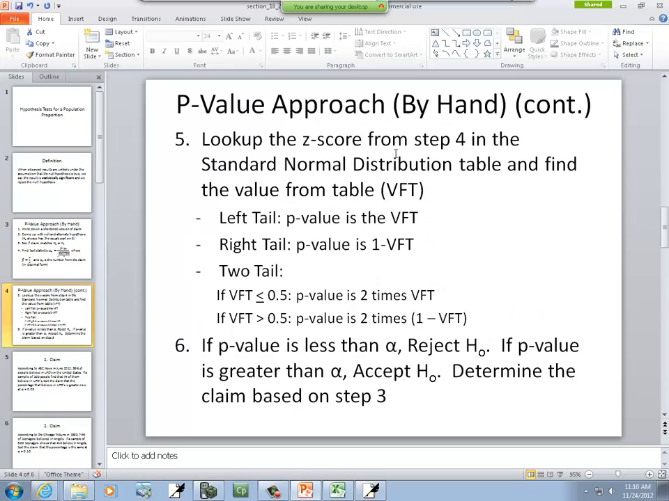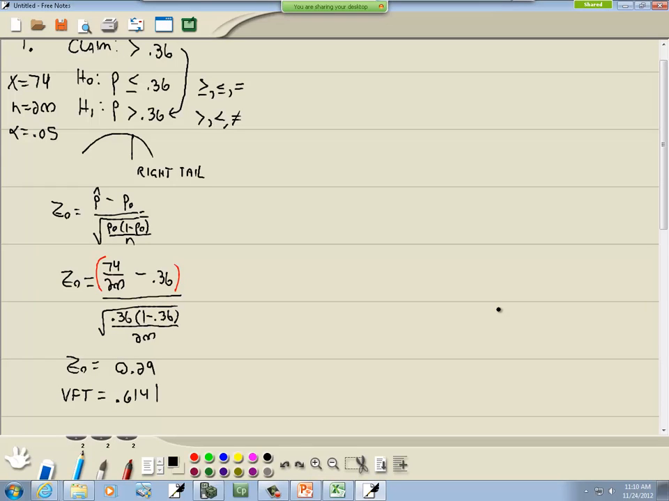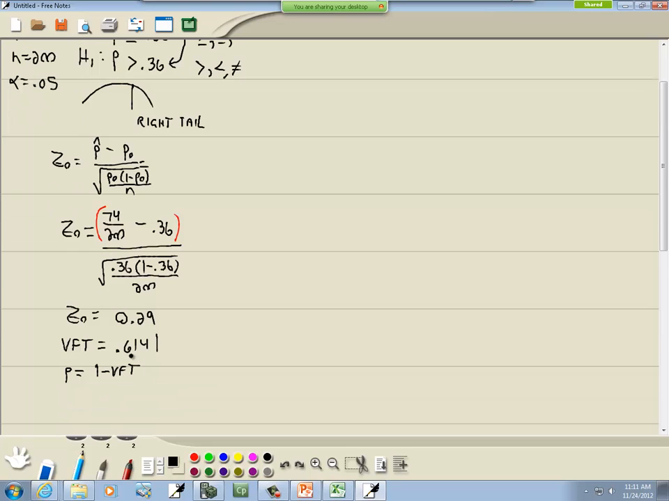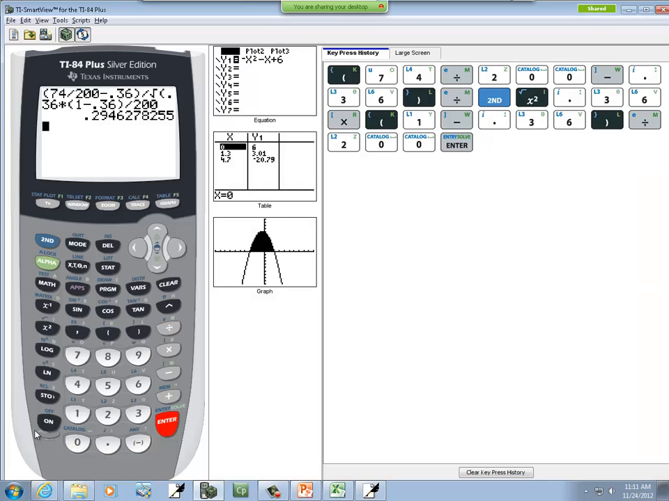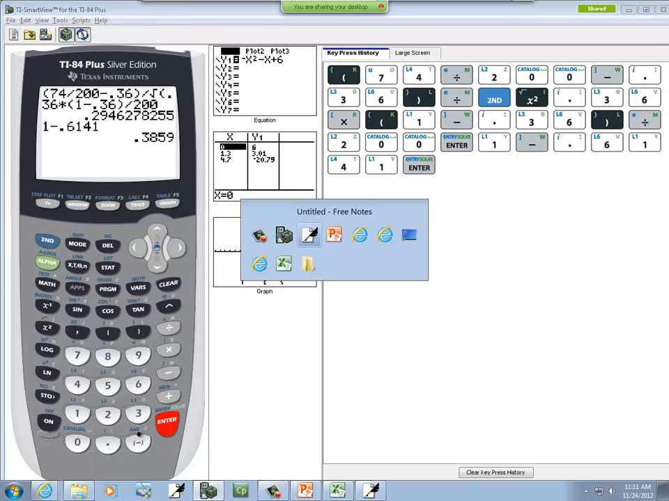Oh, I guess that was step 5. Look up the value from the standard normal distribution table. Now we got a right tail, and this says right tail, your p-value is 1 minus the value from the table. So our p-value is going to equal 1 minus the value from the table. So I got 1 minus 0.6141, and that gives us 0.3859.